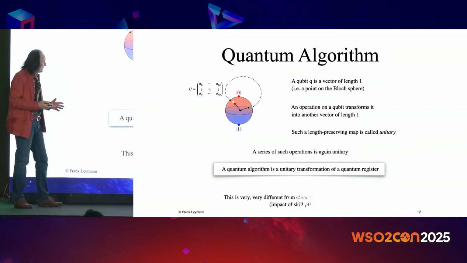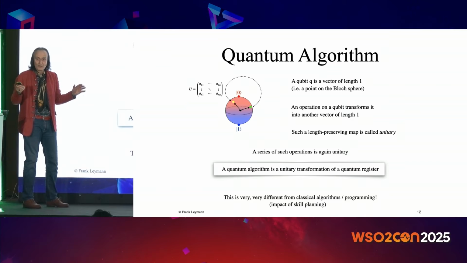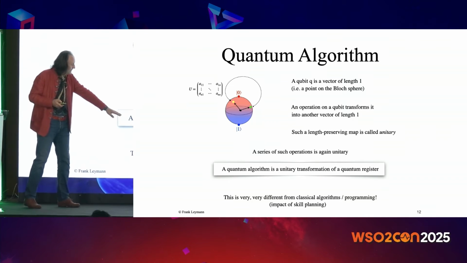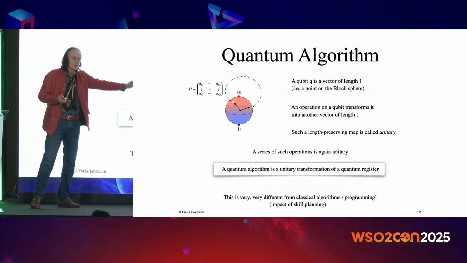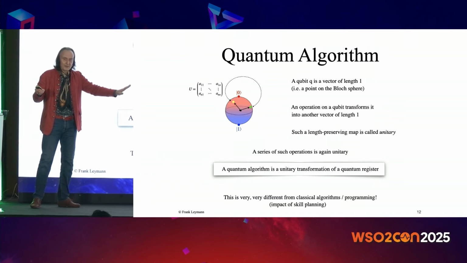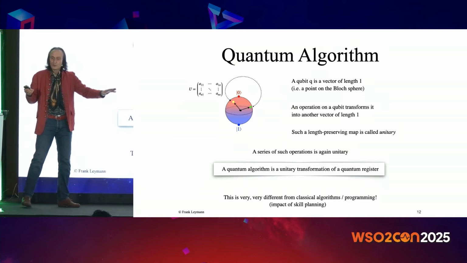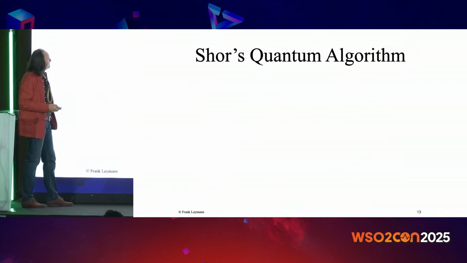This is very, very different from classical programming. If you program a quantum computer, you do mathematics. Mathematics in complex vector space, in Hilbert spaces, right? Remember that if you want to plan your skills to prepare yourself for quantum computing. Completely different paradigm, right? You need people who understand mathematics in order to program a quantum computer, right?